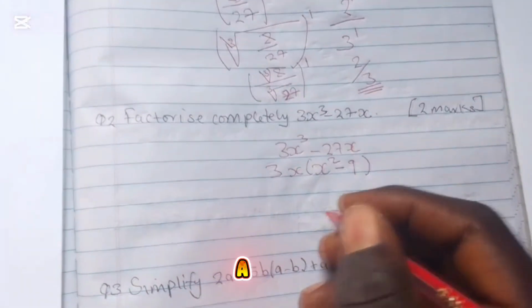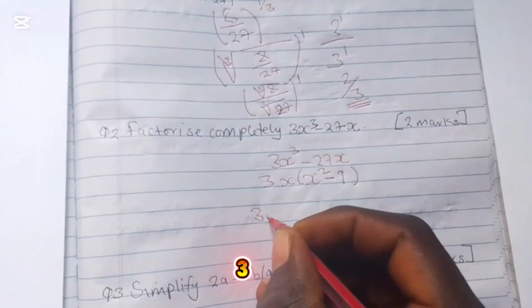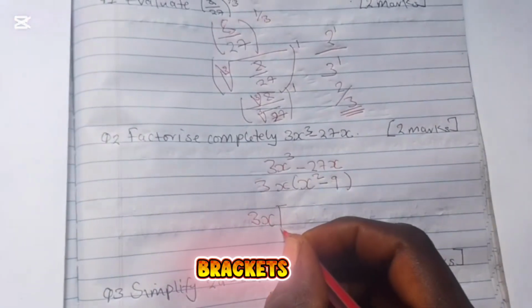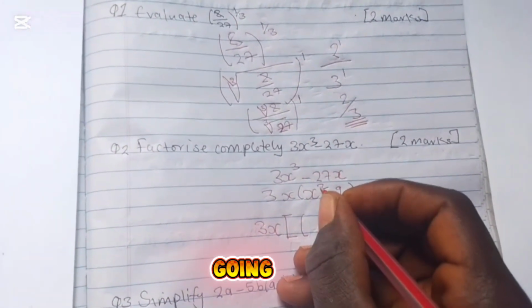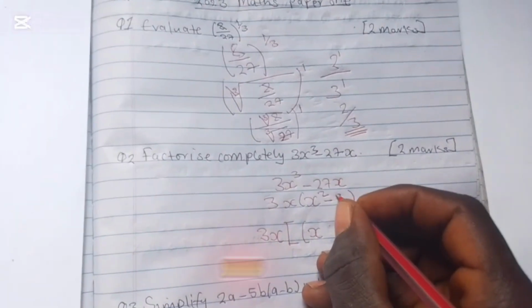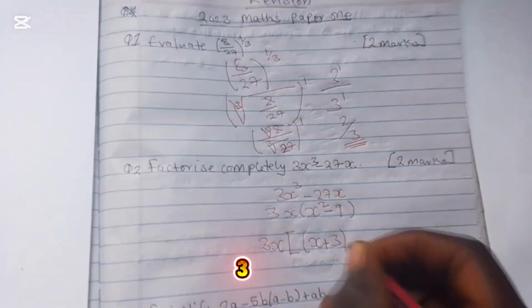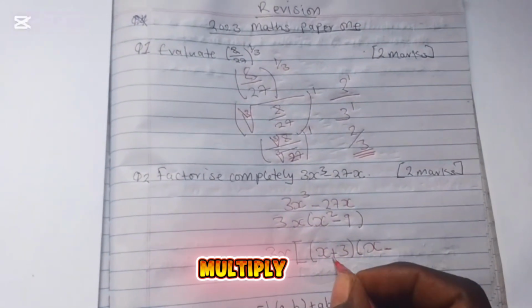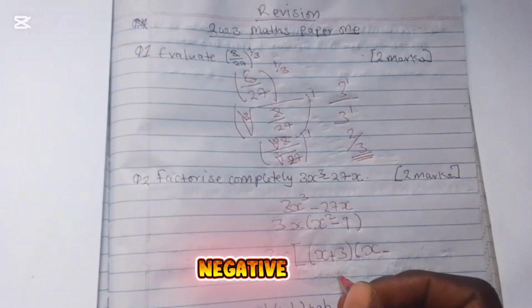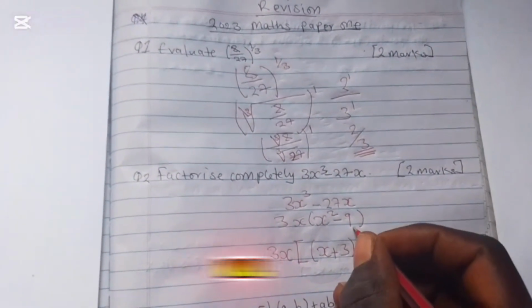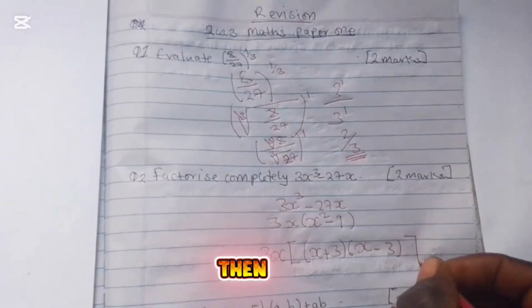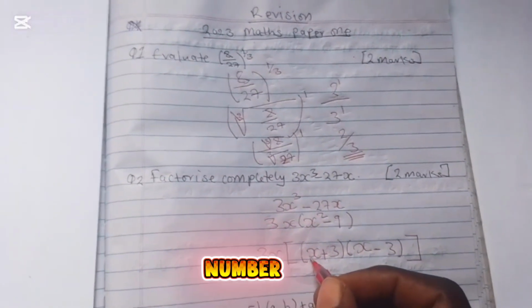So here we are going to form two different brackets. We're going to write 3x, and we're going to use brackets. Open bracket, here we're going to put x and then the square root of 9, which is 3. So we're going to put 3. In the other bracket, we're going to put x. When you multiply x by x, it will give you x squared. And then here we're going to put a negative. When you multiply positive by negative, it will give you a negative. And then 3. When you multiply 3 by 3, it will give you 9. So close bracket. It means that the 3x affects both brackets. So this is the answer.